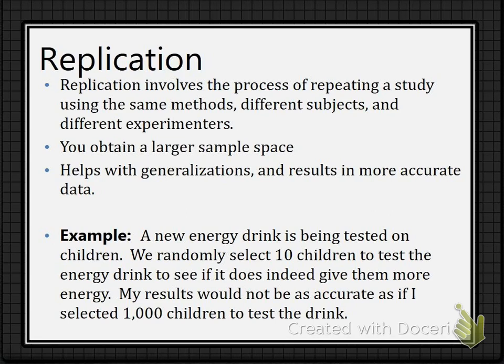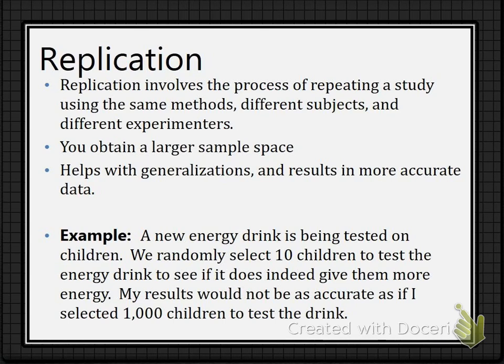First of all, replication means that we're going to use the exact same process to repeat a study using the exact same methods, but we're going to use different subjects and different experimenters. And the reason why you're going to do that is because it gives you a larger sample space. It gives you more subjects to look at. And with that, you're going to be able to tease out those confounding variables and come up with more reliable results and more accurate data. So you're basically going to perform the same experiment over and over and over again, right?